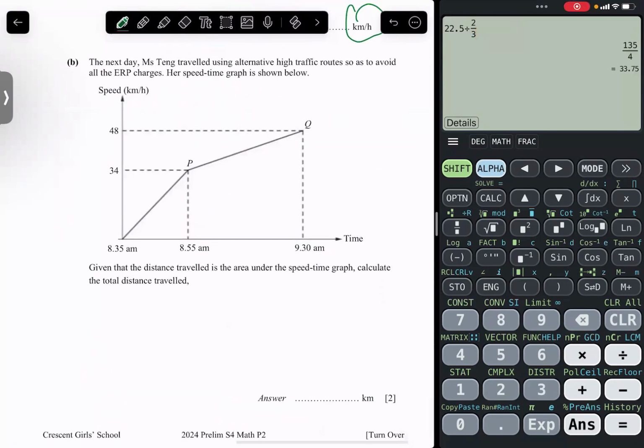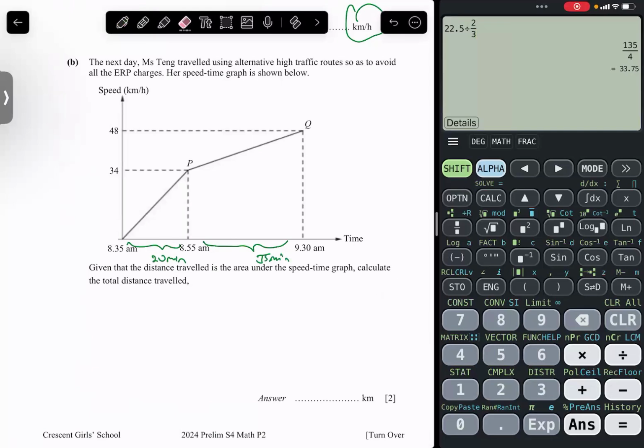The next day, Miss Tang traveled using alternate high traffic routes so as to avoid all the ERP charges. Her speed time graph is shown below. Given that the total distance traveled is the area under the speed time graph, calculate the total distance traveled. Okay, so all these are in minutes. This is 20 minutes. This is 35 minutes.